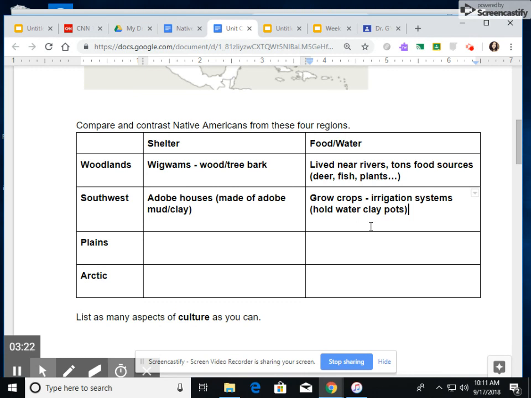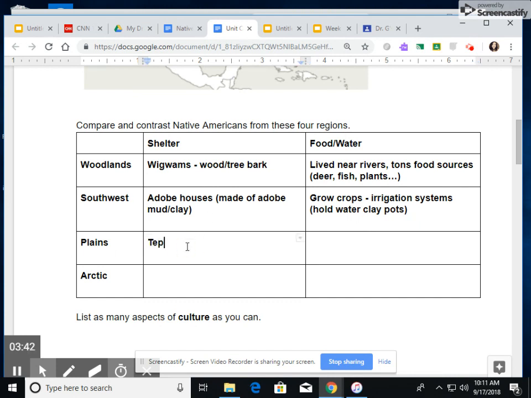Remember, this is the culture that did the rain dance often. And then they were able to grow crops using those irrigation systems. Otherwise, they just had really small reptiles. That's not enough to feed people and sustain people over time. So the key here is that they grew crops through the use of irrigation systems.